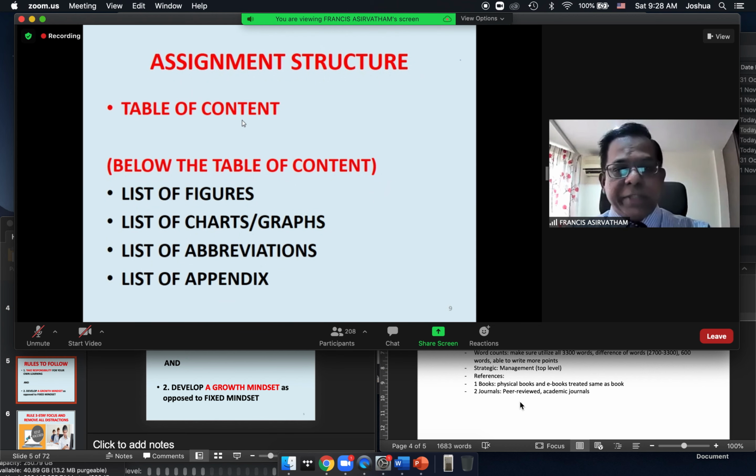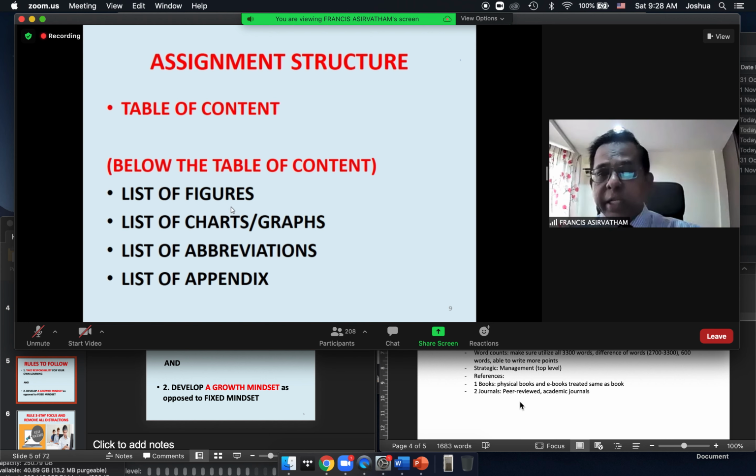And this is followed by assignment structure, which has a table of content, list of figures, and list of charts. Figures means you can take pictures from the books and put them inside there. You can put the title, figure 1, figure 2. You can draw a graph. We call it list of graphs or charts.